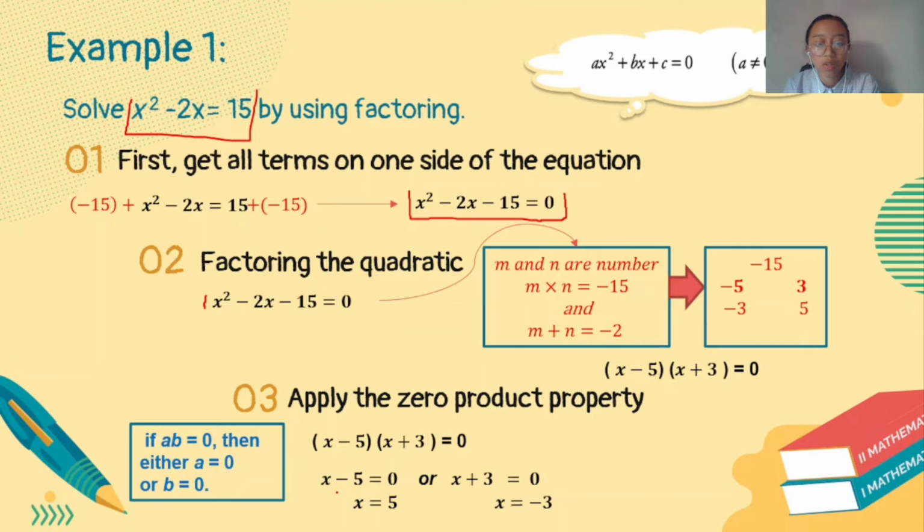For this equation, we add 5 to both sides of this equation. So we get x equals 5. For the second equation, we add negative 3 to both sides of this equation. So we get x equals negative 3. So the answer of this equation is x equals 5 or x equals negative 3.